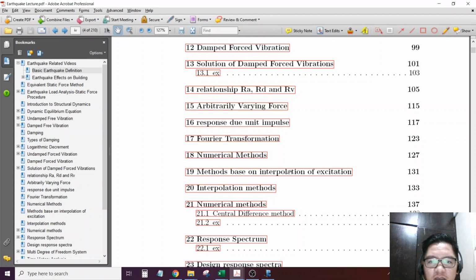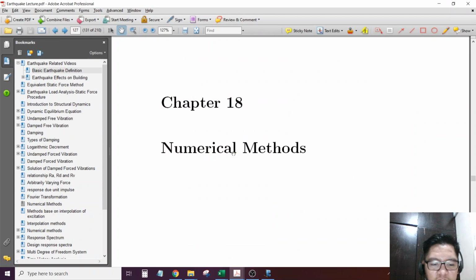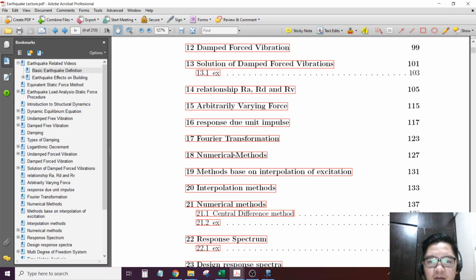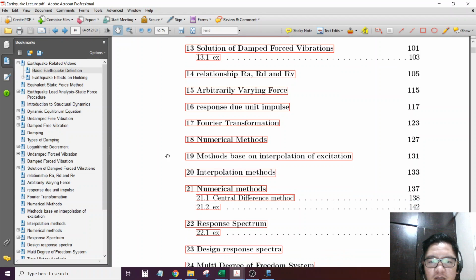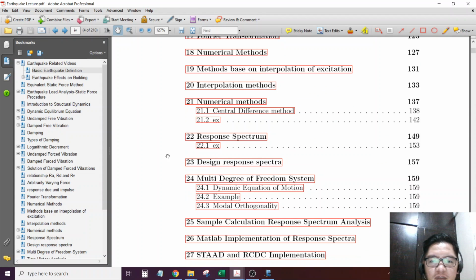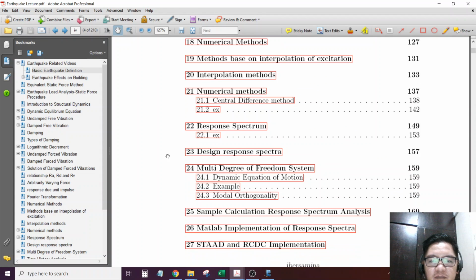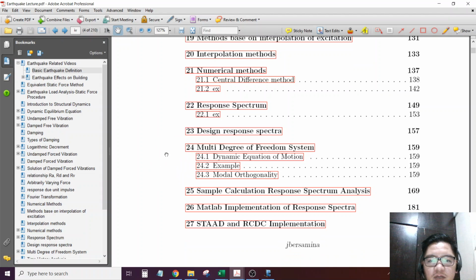Okay. Then, I will also discuss numerical methods so that you can solve the equation of motion. Then, the concept of the response spectrum, because the response spectrum, that curve, is what you need in dynamic analysis. Okay.